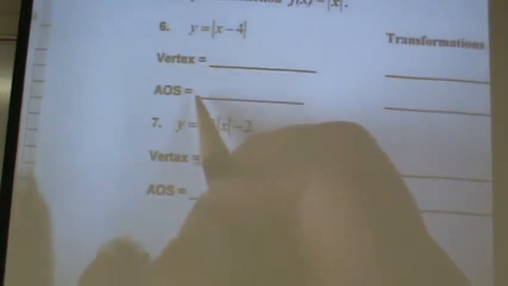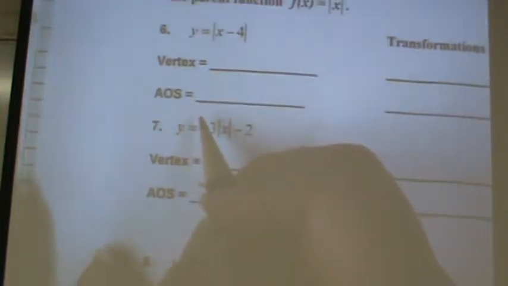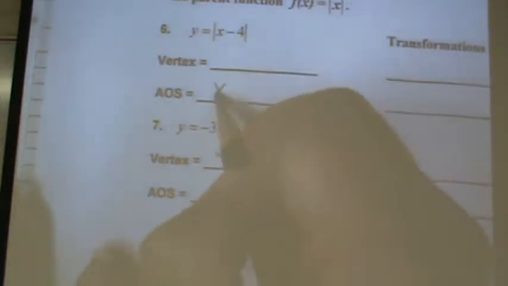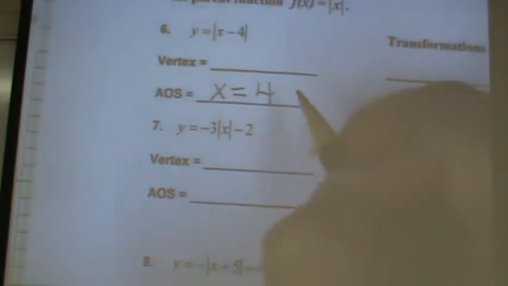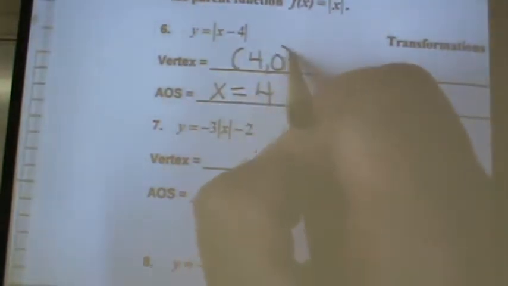Moving along, number 6. Tell me the vertex, and do you know what AOS stands for? Axis of symmetry. Now, if you were in English class, you would give complete sentences when you write something. In math, a complete sentence is x equals 4. That's your axis of symmetry. What's your vertex? 4, 0.